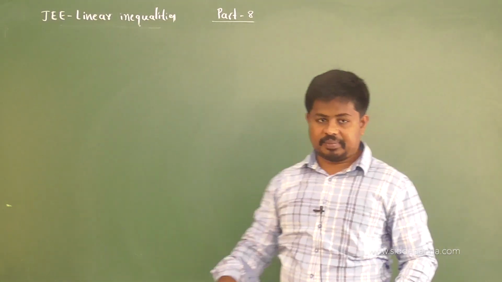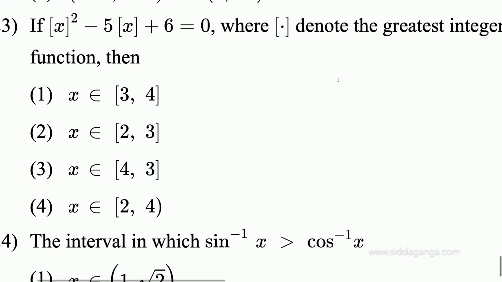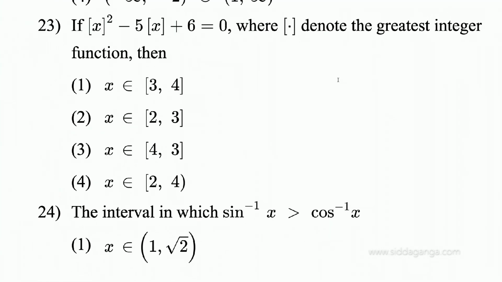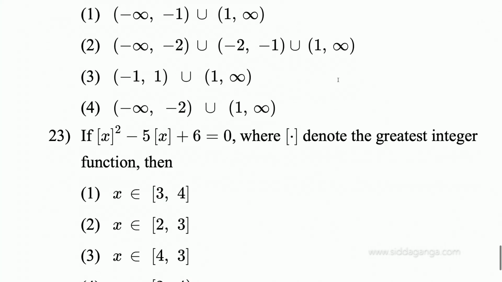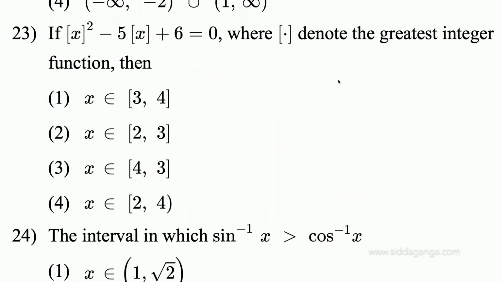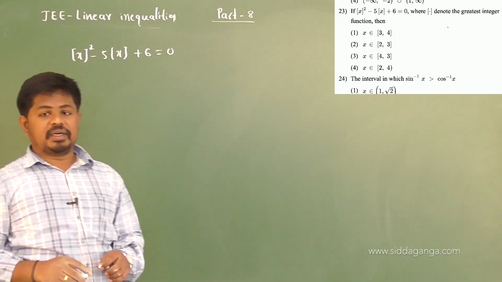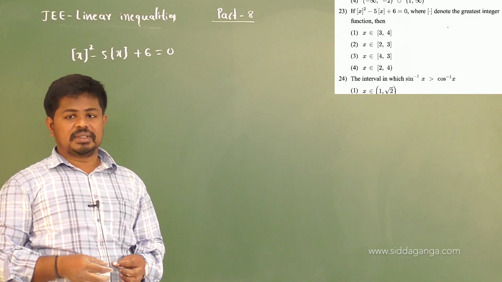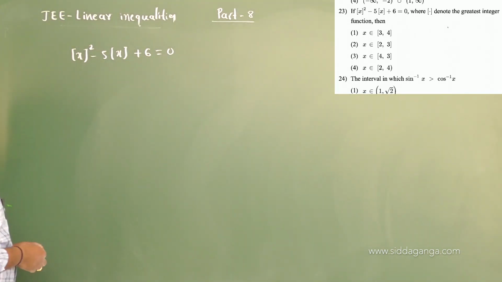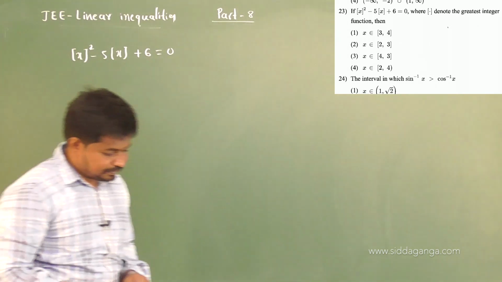Let me move to question number 23. Yes, 22nd is over, right? Right, 22nd is over. 23. Integral part of x square, integral part of x whole square minus 5 times integral part of x plus 6 equal to 0, where integral part of x denotes the greatest integer function. I mean the solution set of this equation.